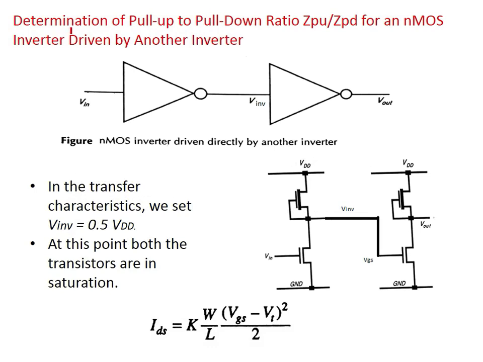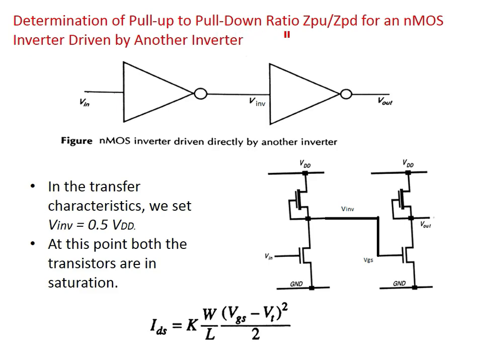Good morning. Today we are going to discuss the pull-up to pull-down ratio of an NMOS inverter driven by another inverter, alternate forms of pull-up networks, CMOS inverter operation and its transfer characteristics, BiCMOS inverters, and the latch-up condition.